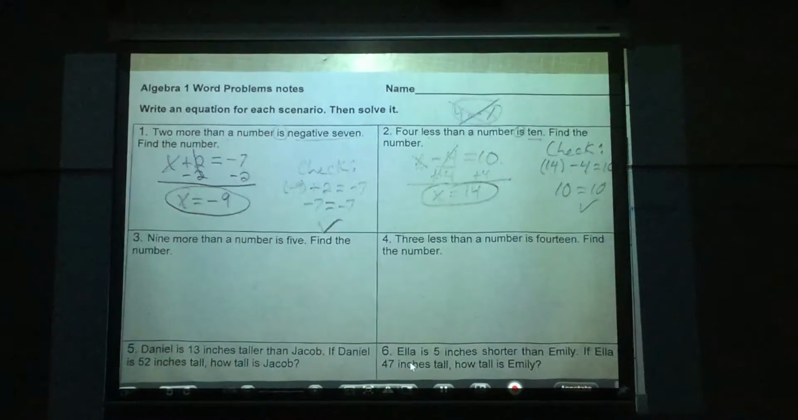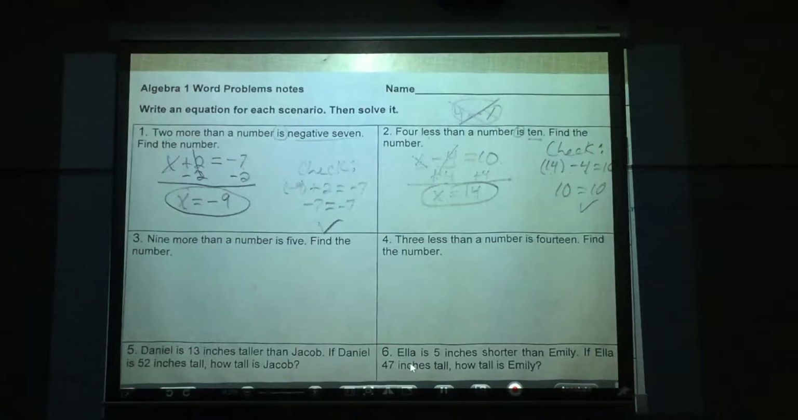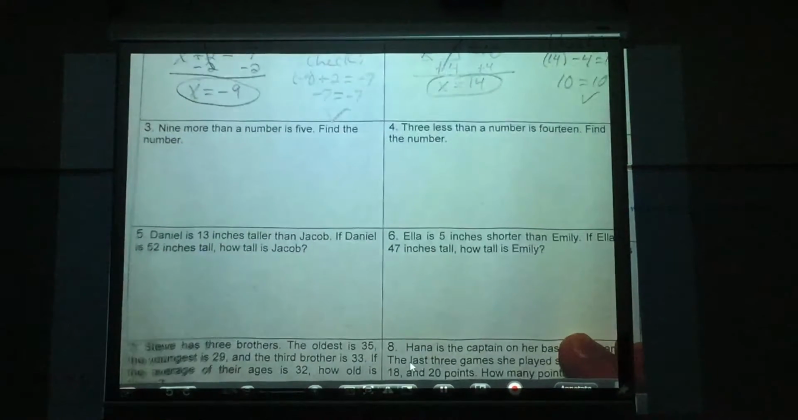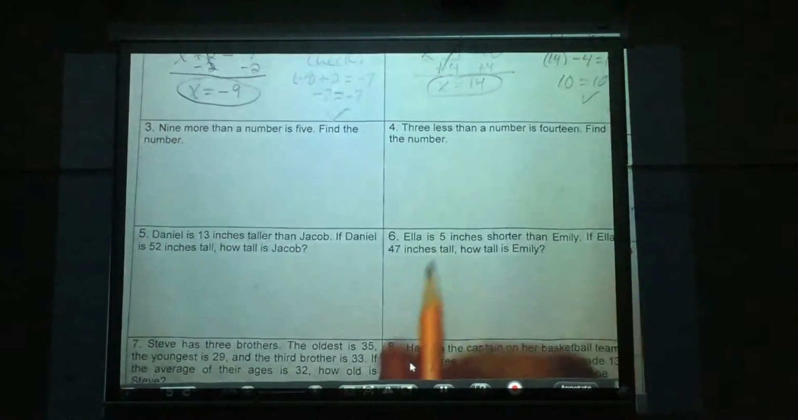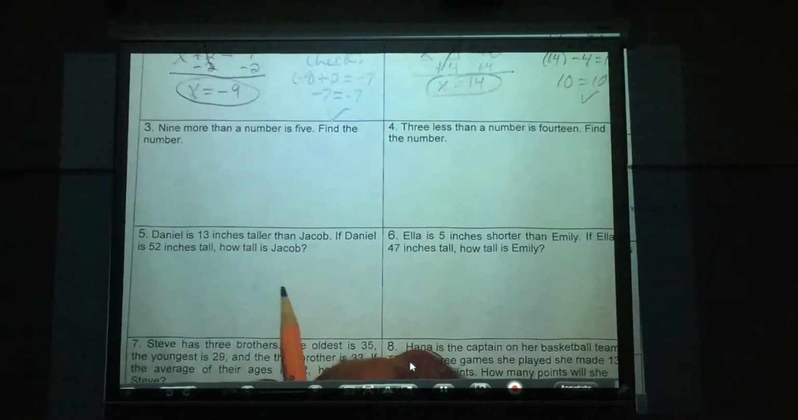Now, number 3 and 4 are very similar to 1 and 2. They will be popping up in a second so that you can answer them. Go ahead and do that right now. All right. Now let's take a look at number 5. Number 5 is a comparison word problem. So is number 6. And number 6 you're going to have to do on your own. So let's take a look at number 5 first.